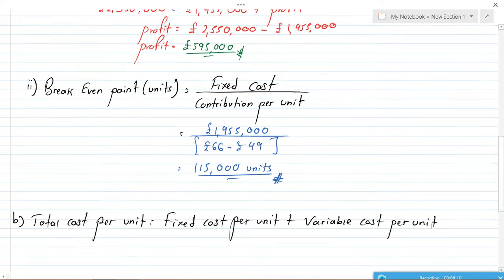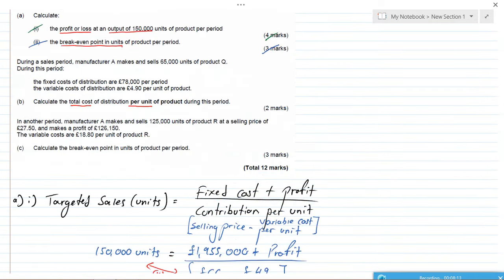Now let's go back to the story over there for the part B. Look at that. During a sales period, manufacturer A makes and sells 65,000 units. Now that is your budgeted production units. Okay, they make means you produce. So that's your budgeted production units, 65,000 units, of product Q during this period. So look at that, the fixed cost distribution are 78,000 per period. Now be careful.